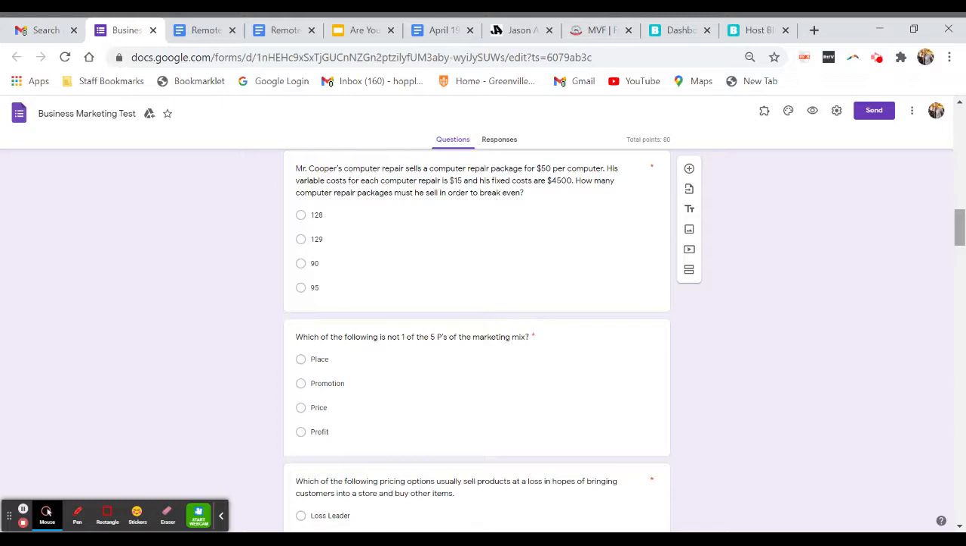Mr. Cooper's Computer Repair sells a computer repair package for $50 per computer. His variable cost for each computer repair is $15, and his fixed costs are $4,500. How many computer repair packages must he sell in order to break even? 128, 129, 90, or 95?